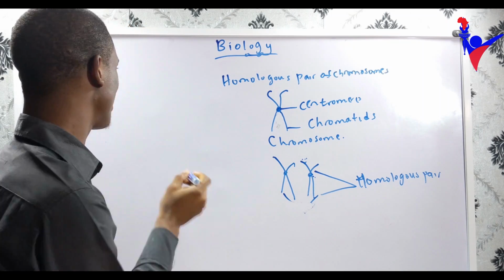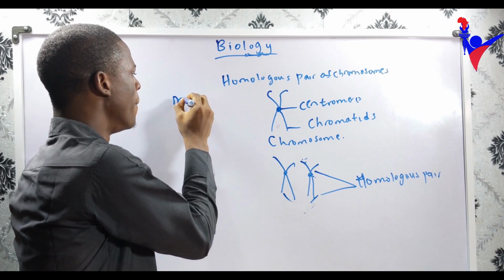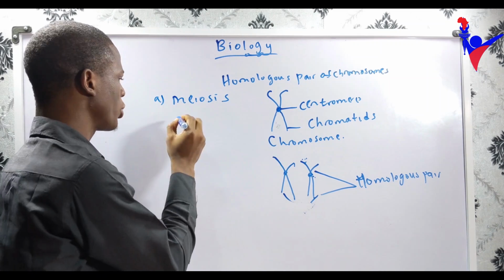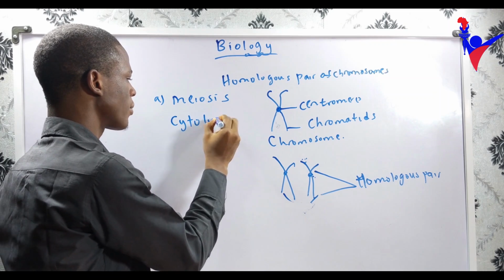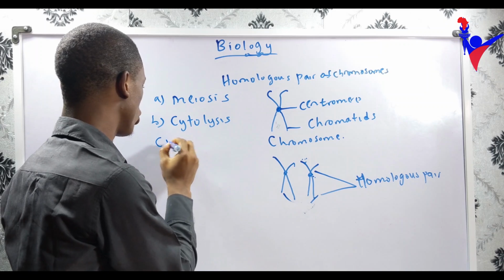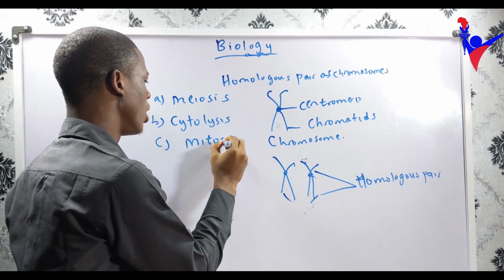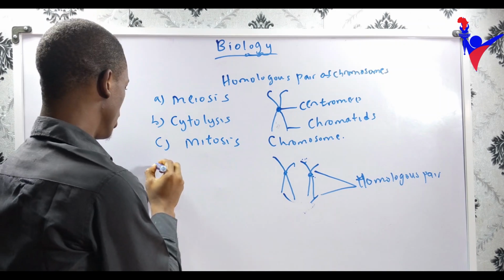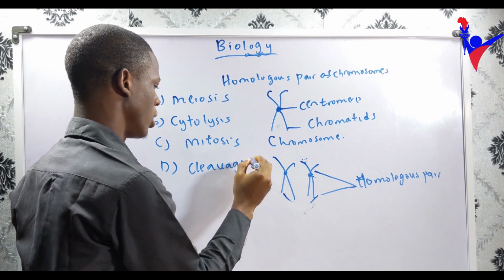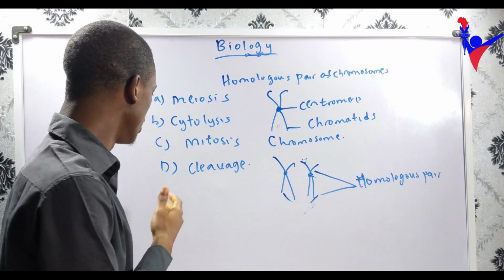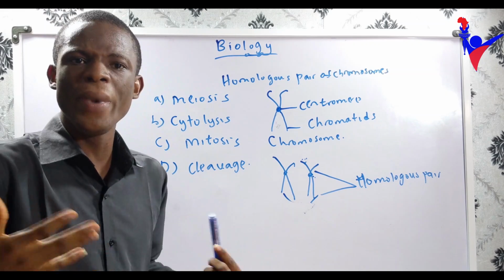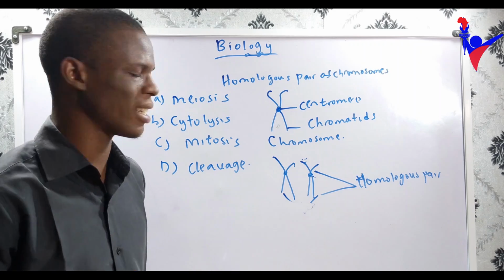This is the homologous pair of chromosome, and the homologous pair of chromosome separates during which process? The first option we have in the question is meiosis, the second option is cytolysis, which is option B, the third option is mitosis, and the fourth one is cleavage. So I'll take the options and tell you the meaning of all this to arrive at the right answer.